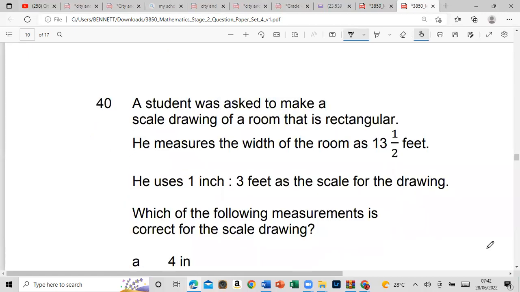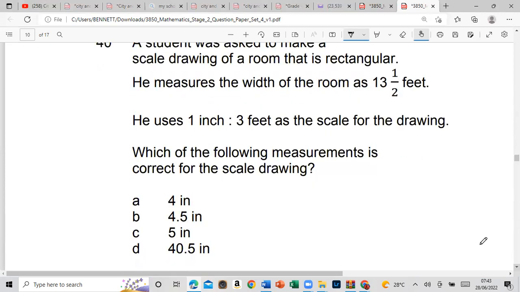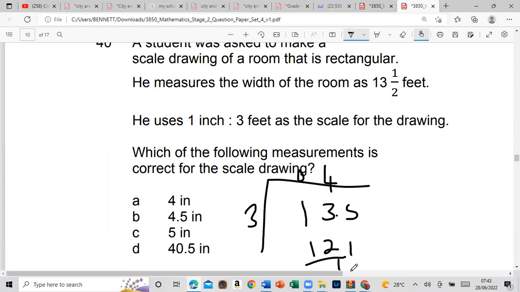All right. A student was asked to make a scale drawing of a rectangular room. He measures the width of the room to be 13.5 feet. He uses 1 inch to 3 feet as a scale of drawing. Which of the following measurements is correct for the scale drawing? So he uses 3. So that means 13.5 divided by 3. 3 into that 0, 3 into that 4. 3 4 12. 1 carried on to 5. 3 into that 5. So that's 4.5 inch.